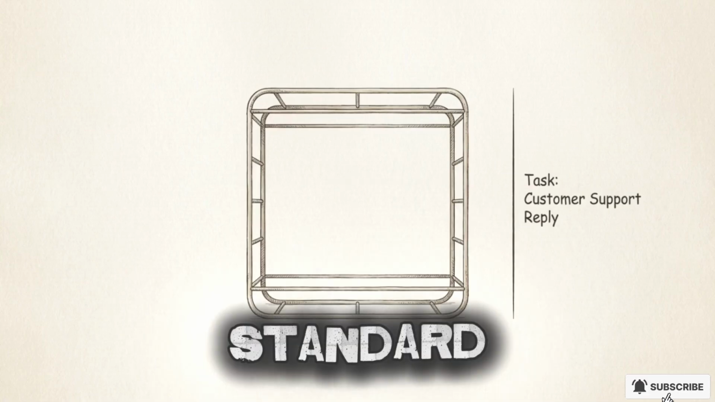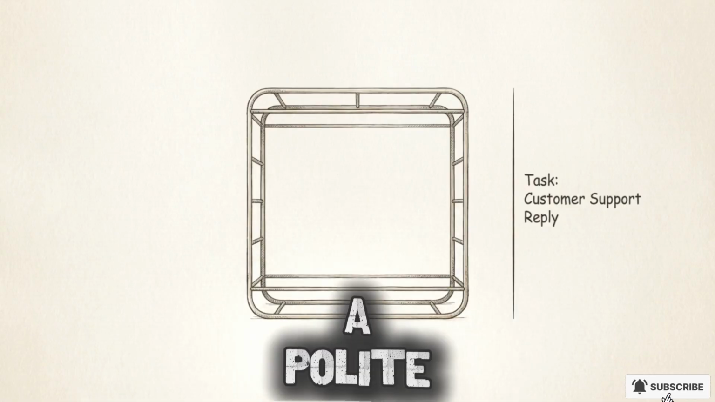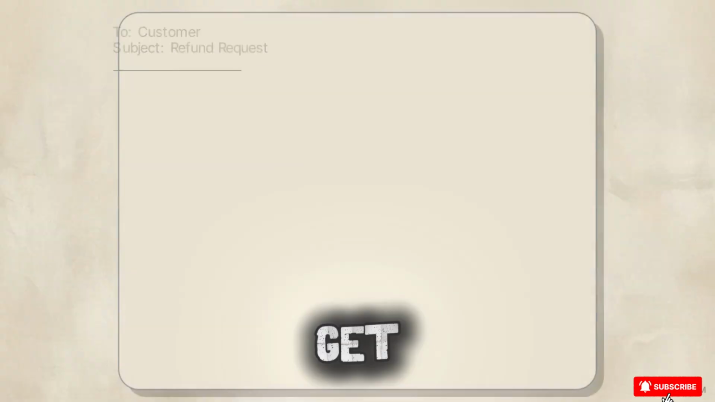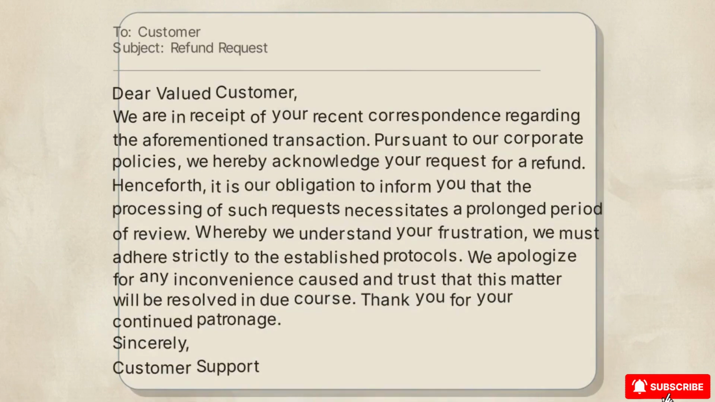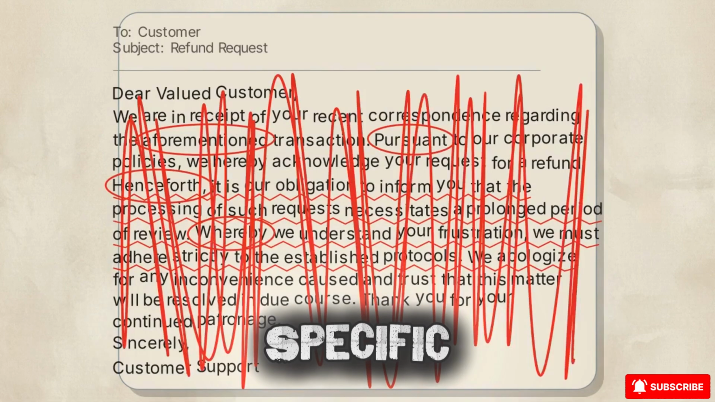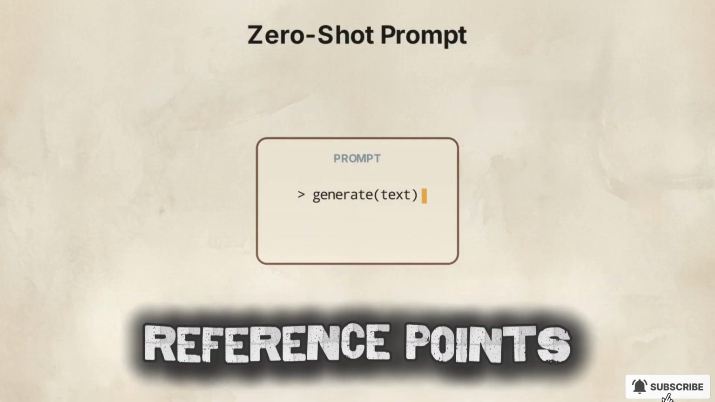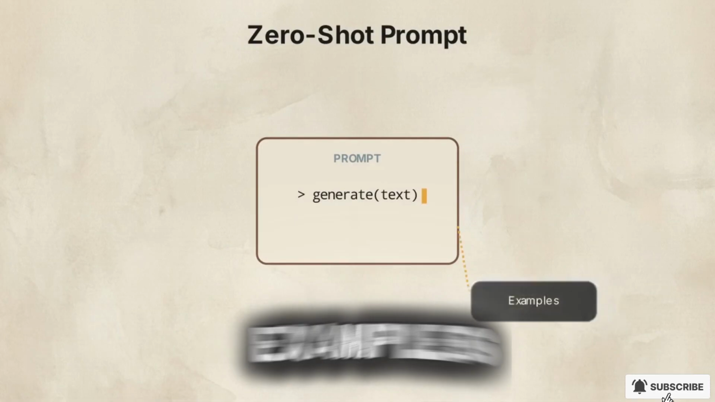Let's look at a standard customer service task. If we ask the AI to write a polite refund email, we usually get generic, unusable text. It's often too long, too formal, or just misses the specific brand voice. This is a zero-shot prompt. You are giving the model a command with no reference points, no history, and no examples to follow.